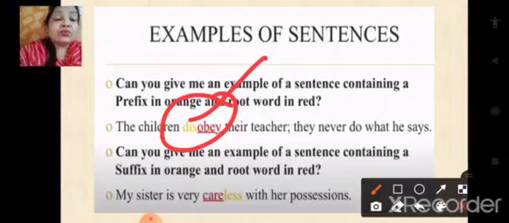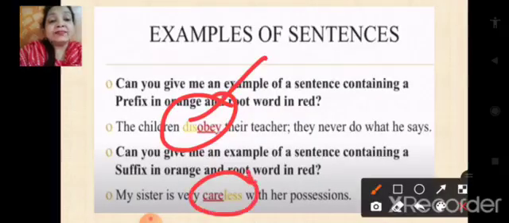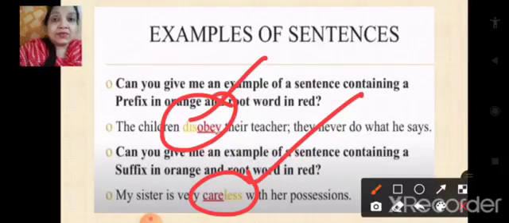Now the next one, can you give me an example of a sentence containing a suffix in orange color and root word in red color? Yes, we can do that. And the sentence is, my sister is very careless with her possessions. So over here, the suffix that we have used is less, right? And the main word, that's the root word, is care. Now, as we know, prefix is used before the root word and suffix is used after the root word, right? Yes, so I hope you all are very much clear with the concept of prefix and suffix.